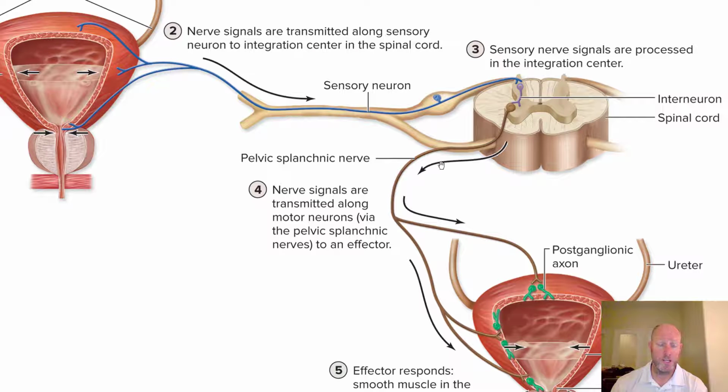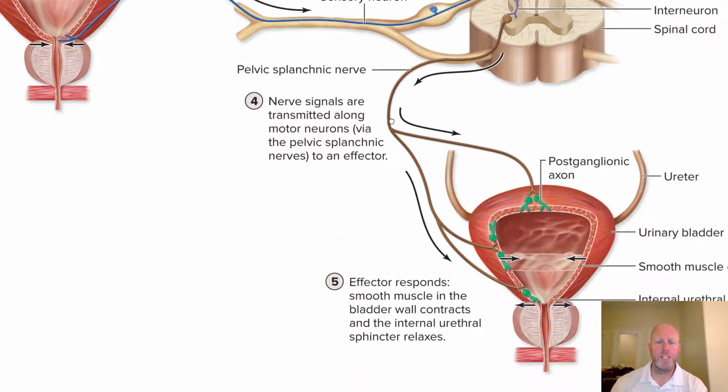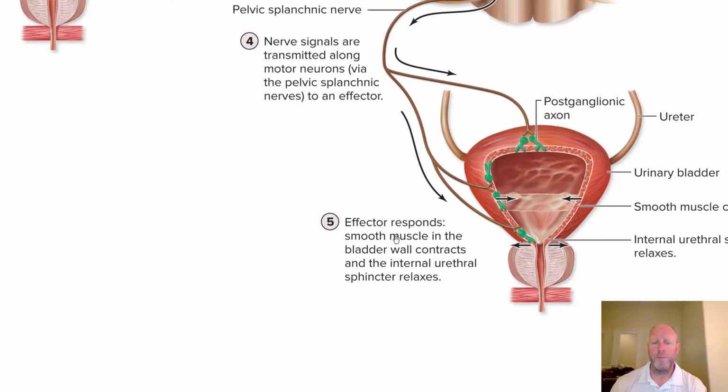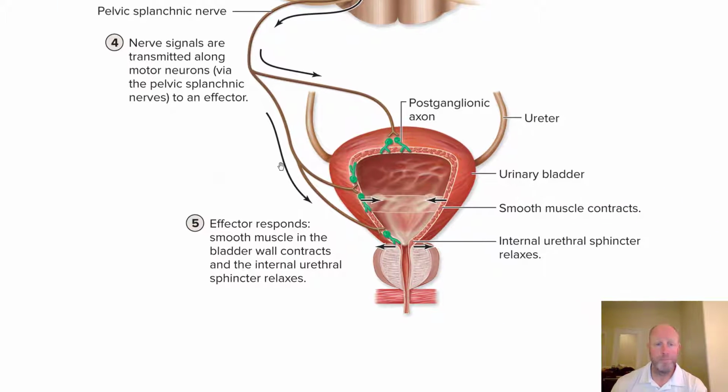In this case, the pelvic splanchnic nerve, also splanchnic nerve, a lot of different possibilities there. Most commonly splanchnic nerve. Nerve signals are transmitted along the motor neurons via the pelvic splanchnic nerves to an effector, to the postganglionic axon here. And then the effector responds to smooth muscle, with smooth muscle in the bladder wall contracting and the internal urethral sphincter relaxing. So you can go to the bathroom.